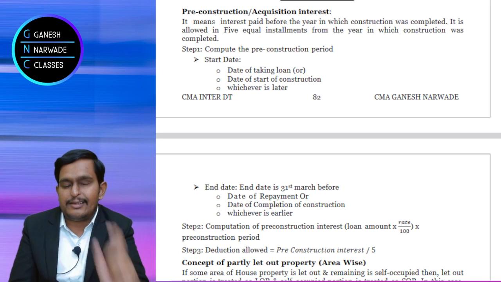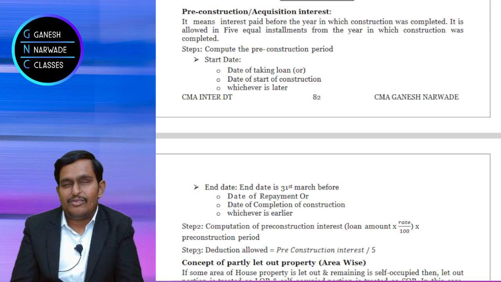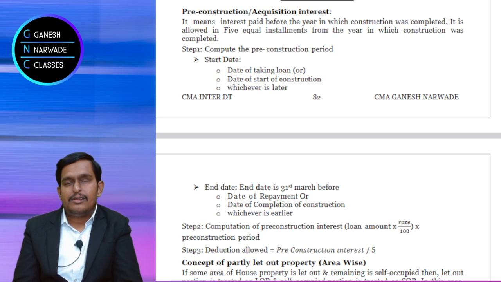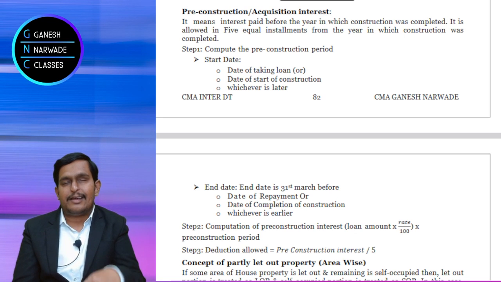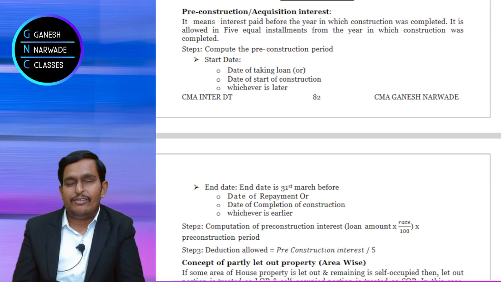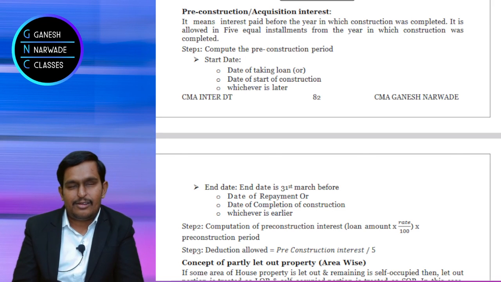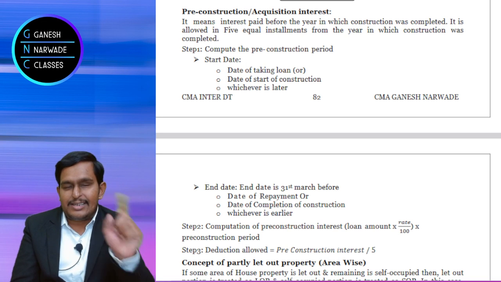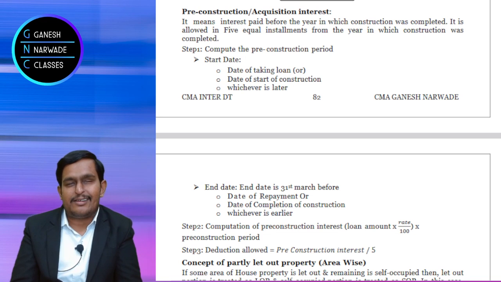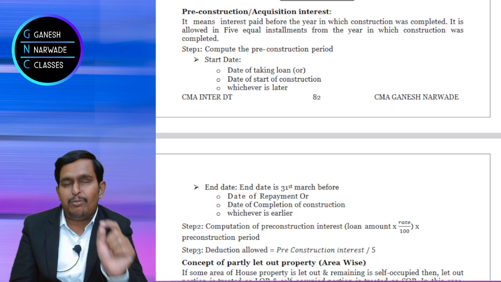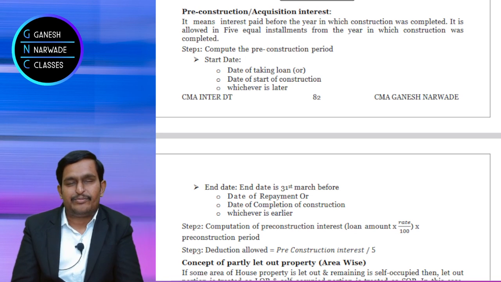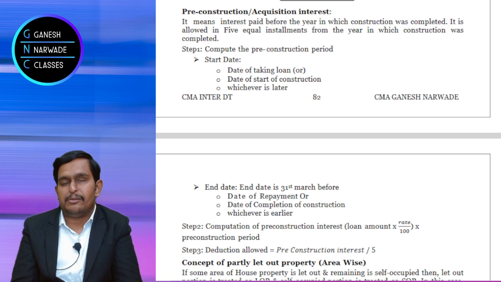Divide the pre-construction interest by 5. Why are we dividing it by 5? The government says it will not give pre-construction interest as deduction in one shot. We will give it in 5 equal installments over 5 years: the year in which construction is complete plus the next 4 years. Every year an equal portion will be allowed as deduction. That's why step 3 is pre-construction interest divided by 5.